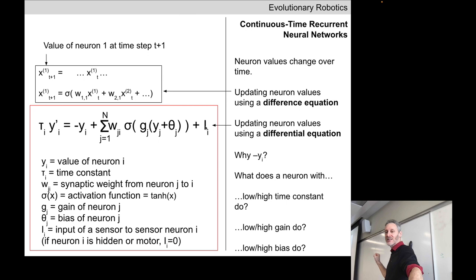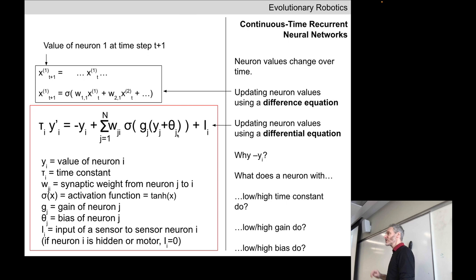We are also not setting the Y sub i's. The values of the Y sub i's are being set according to these differential equations. So in this equation here, we have a mixture of variables: variable, variable, variable, variable. And a set of parameters: tau, the W's, the G's, and the thetas. Yeah? So a little bit more terminology for us.